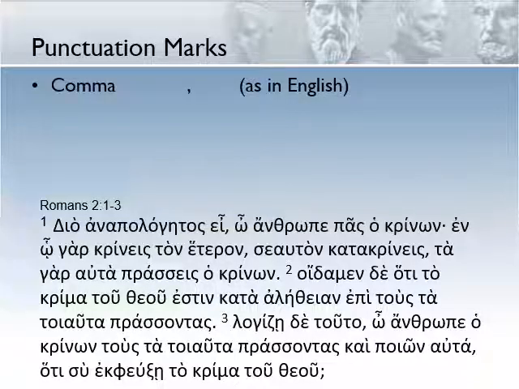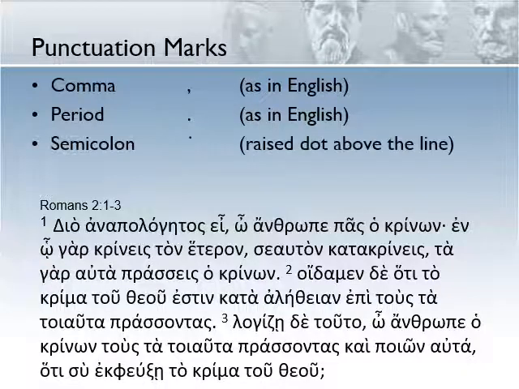There are four of them. One is the comma, and we saw a comma in the middle of that first line, and the comma in Greek is just like the comma in English, no difference, used for the same reasons. The second is the period. The period in Greek is just like the period in English. It's a dot resting on the line at the end of a sentence. The third is the semicolon.